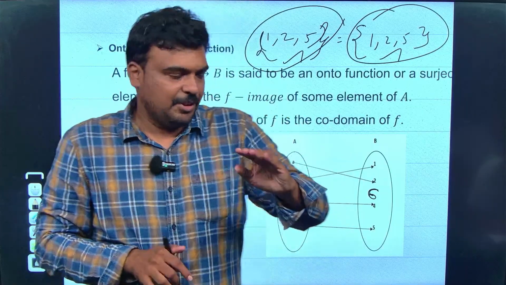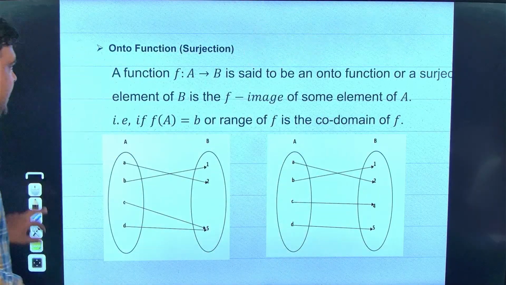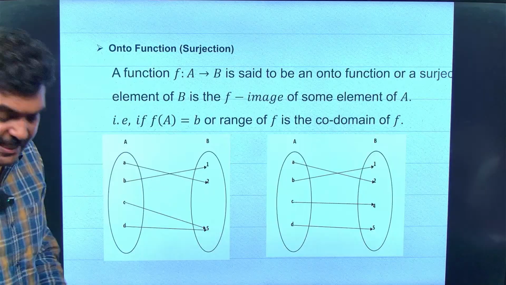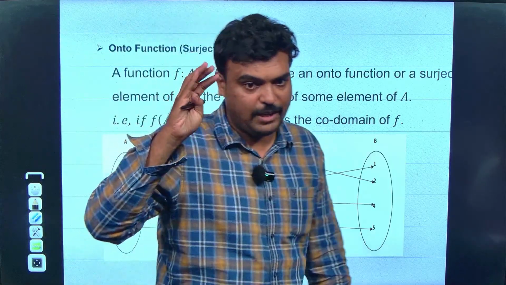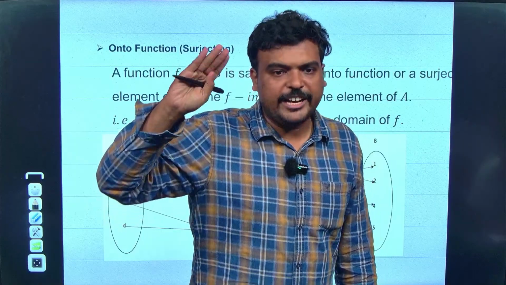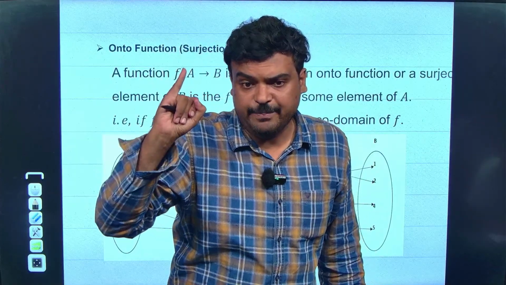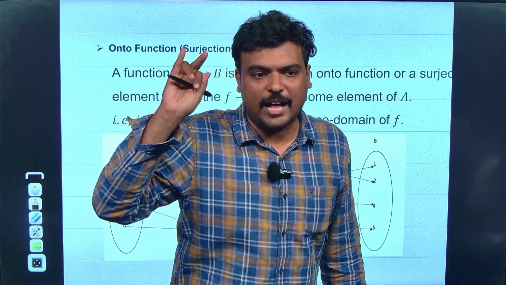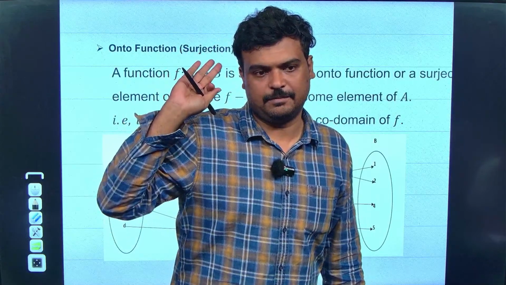ஓகே, அப்போ what is onto function and what is into function புரிஞ்சுதா? See guys, now you know 4 types of functions. What are they? One to one, many to one, onto, into. One to one oda other name injective, onto oda other name surjective.